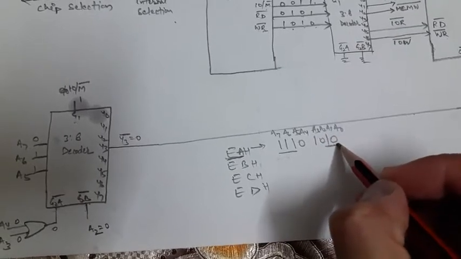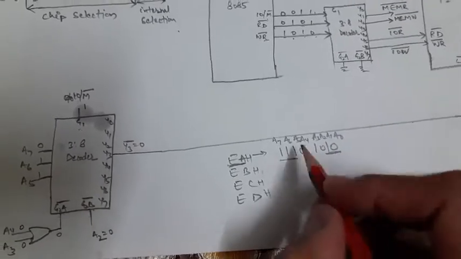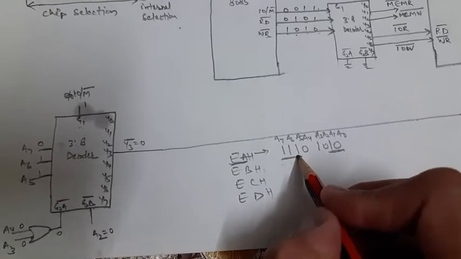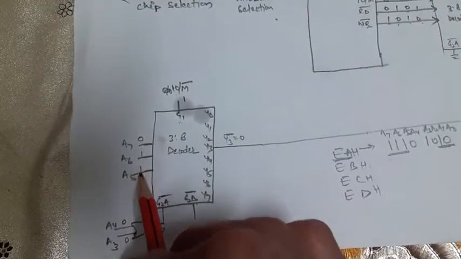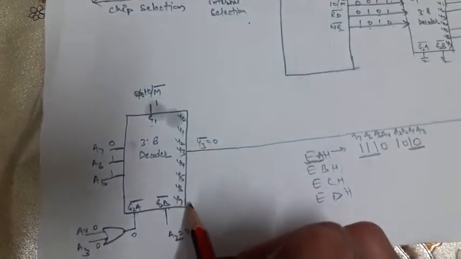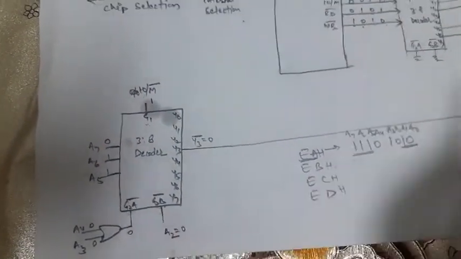So these two bits are for internal selection. These three are the input of the decoder, so we will connect A7, A6 and A5. Now we are having 1 1 1, so this Y7 will be selected. So we need to connect this Y7 to this CS bar.